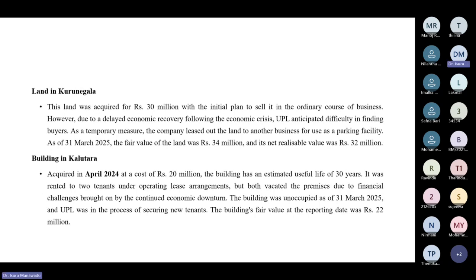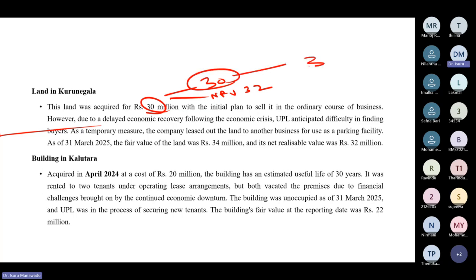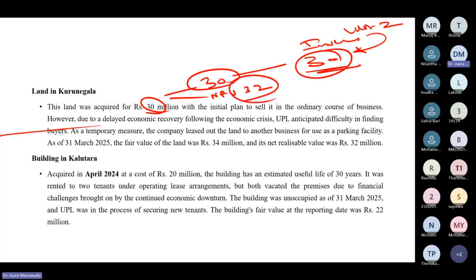Inventory should be measured at cost or net realizable value, whichever is lower. The cost is 30 million here. The net realizable value is 32 million. Cost is lesser, so as per the inventory standard LKAS 2, the value of this inventory is 30 million, not 32. The NRV is higher than cost, but we need to record it at cost, the lower of the two, as per the prudence concept.